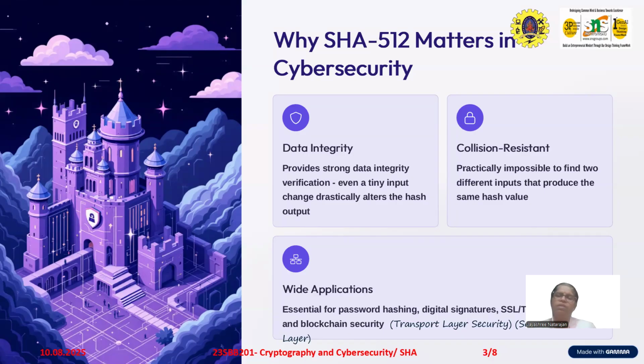The second one is collision resistance. What is collision resistance? It is practically impossible to find two different inputs that produce the same hash value. It is very difficult to find two input messages which produce the same digest. That is collision resistance, a very important feature of SHA 512. Then it has applications in digital signatures, SSL and the transport layer security, TLS.